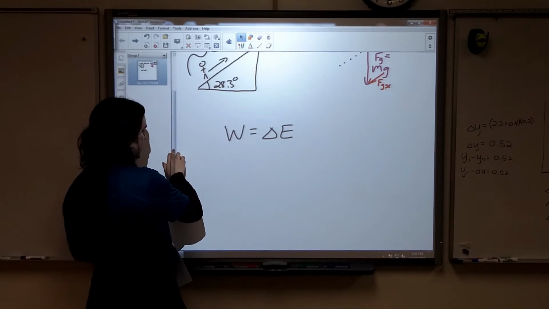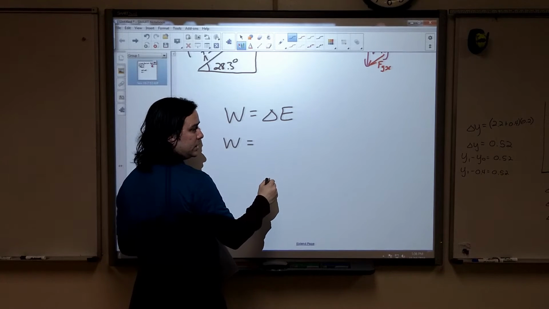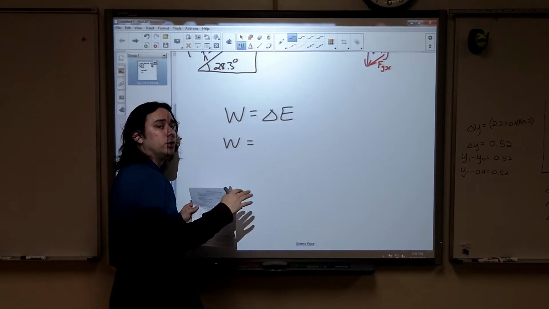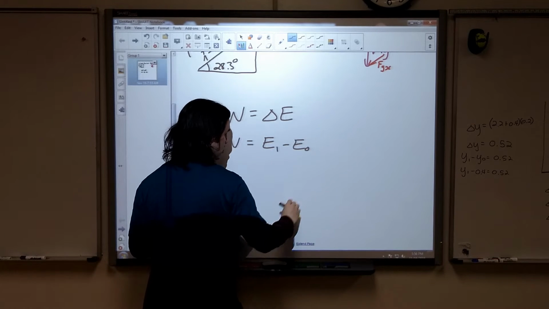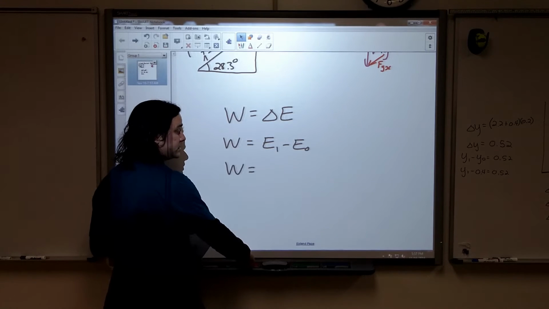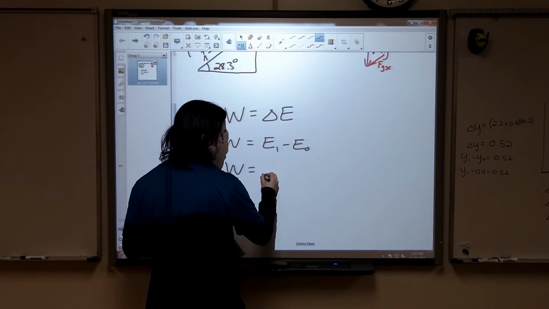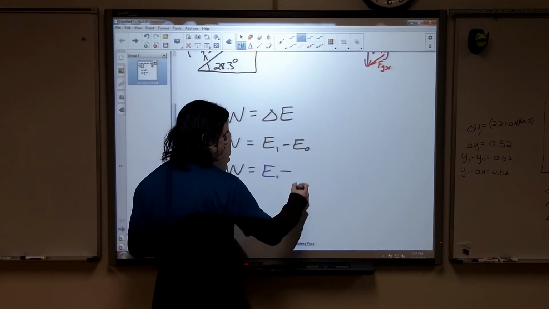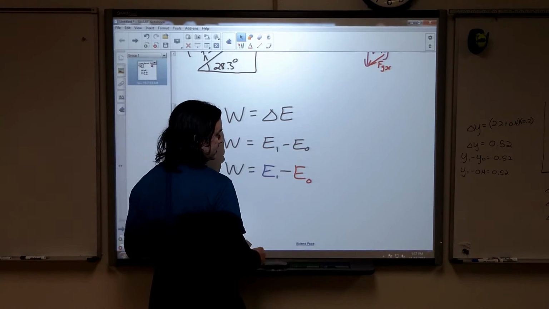So I'm going to remind you of something we've talked about before. Delta does not simply mean change. You are welcome to say change, but you must remember that it is always final minus initial. So the work done by the escalator, since it's the thing adding energy to Karen, is going to be her final energy minus her initial energy, final minus initial.